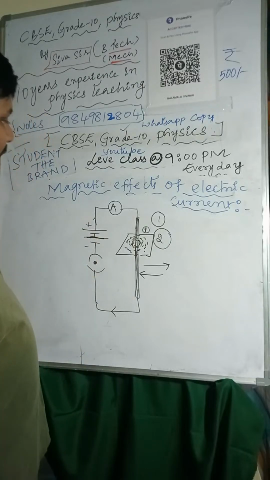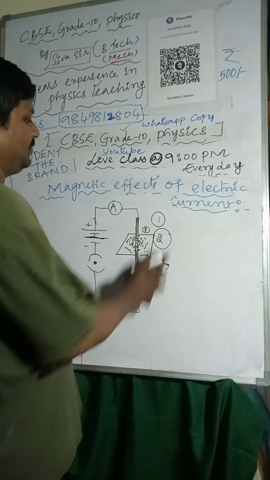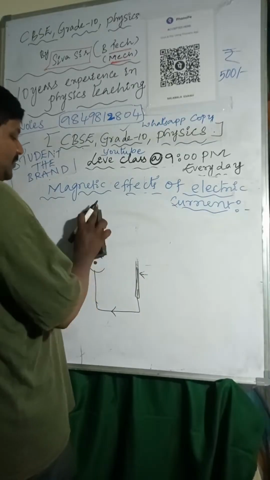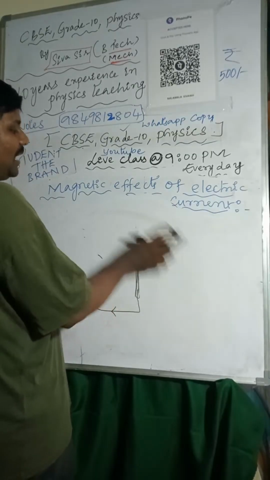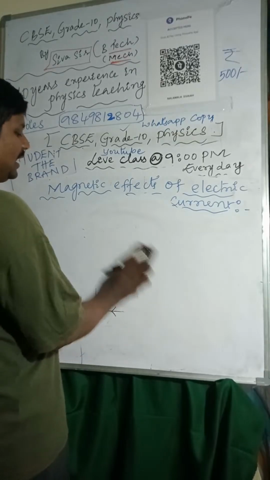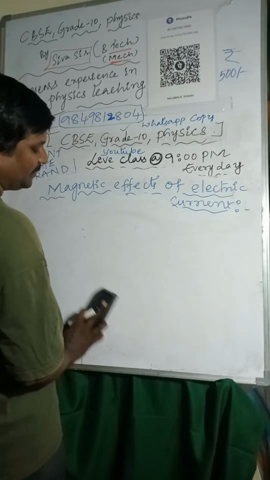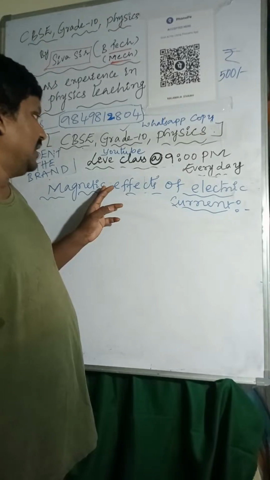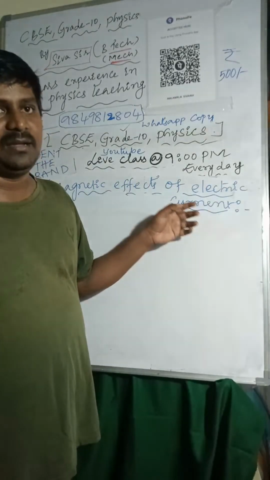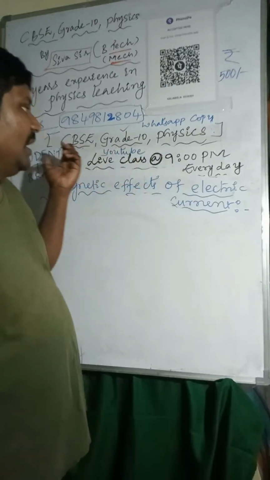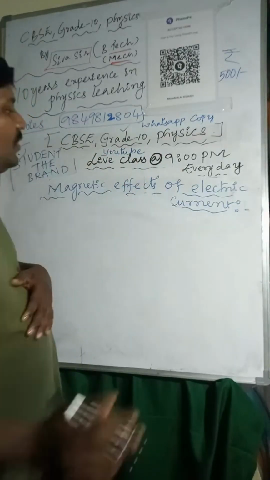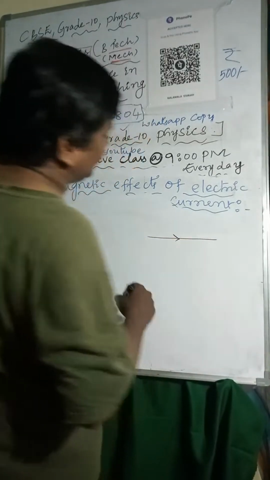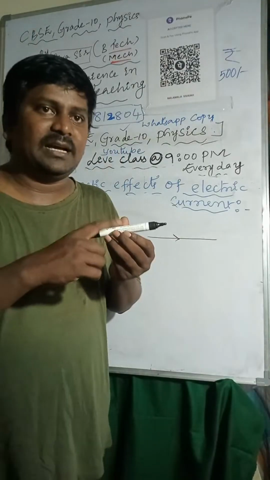And next one, how can we identify if the current is passing through the conductor? So here the chapter name is only this one. Till now we discussed magnetic field lines and properties of magnetic field lines. Everything we discussed. So this explanation gives the definition or meaning of magnetic effects of electric current. When the current is passing through the conductor, it produces a magnetic effect. So you can see I am taking the current. So this is the current carrying conductor.